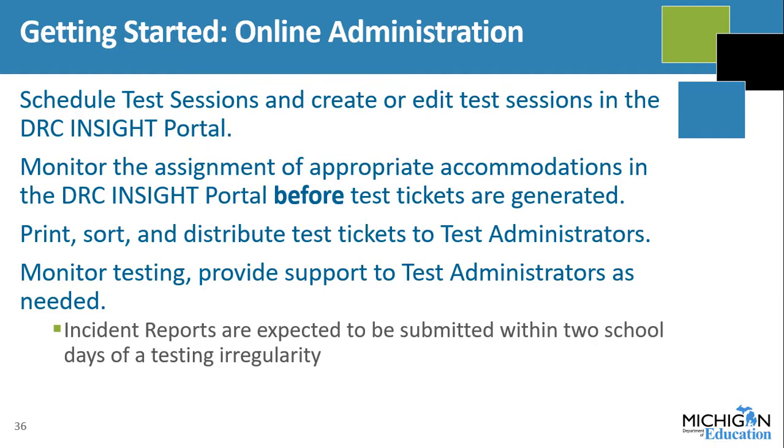Next, the appropriate accommodations must be assigned in the DRC INSIGHT Portal before test tickets are generated. Any embedded accommodation, that is, an accommodation that is administered within the testing engine, must be assigned in the DRC INSIGHT Portal. For detailed directions on assigning accommodations in the DRC INSIGHT Portal, go to the DRC INSIGHT Portal User Guide that is available on the DRC INSIGHT Portal website. Select the link in the second bullet point, Documents and Training Materials, and then select Show Documents to search documents.